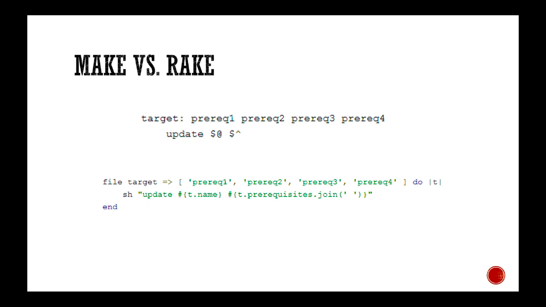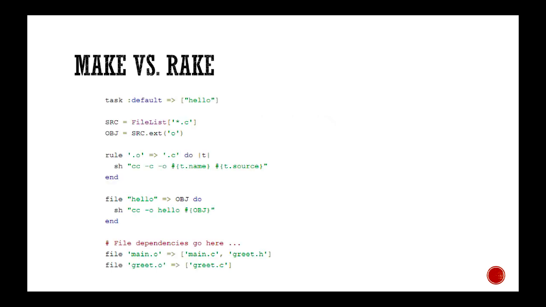Okay, so we're starting to see trade-offs here. Make is very powerful, but it's very terse and can be difficult to read. Rake is also very powerful, but it can be much more verbose and make you write more code, even though it's more explicit and potentially easier to understand.